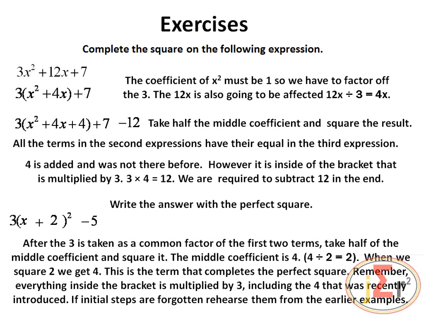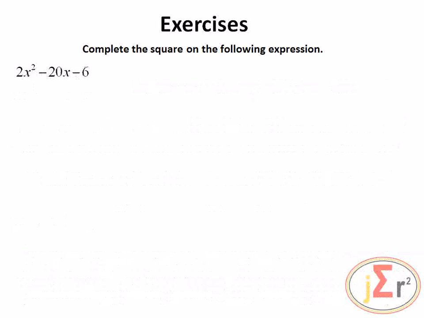So, what do we need to do in the end? If the initial steps are forgotten, then we need to rehearse them again. So instead of taking away 4 at the end, because the 4 inside the bracket is multiplied by 3, contributing all of 12, we need to subtract all that 12 also. So at the end we subtract 12, and 7 minus 12 is equal to negative 5.